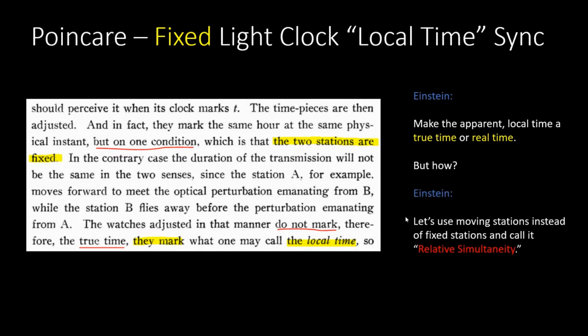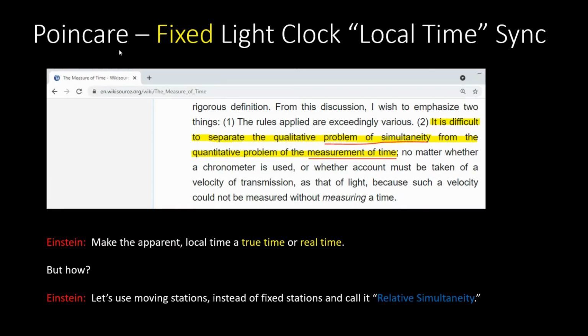In Einstein's paper, he's going to start moving these clocks and try to convince us that he has discovered something new in physics called relative simultaneity. And one last Poincare reference, he wrote a paper called The Measure of Time, and this is the trick that Einstein is going to use. The idea of simultaneous events and how we measure them using time.